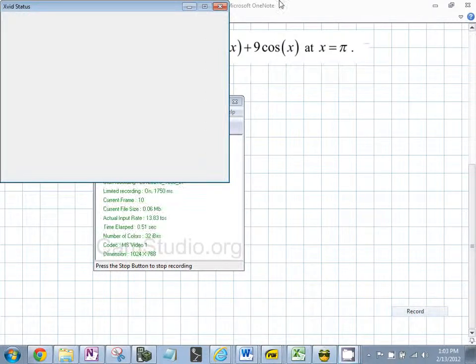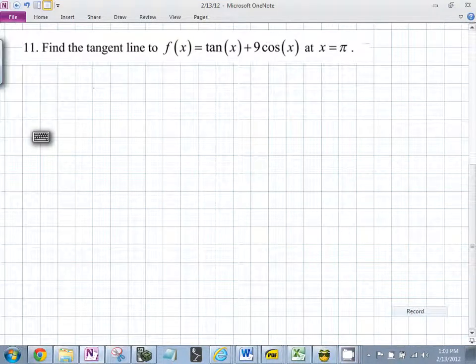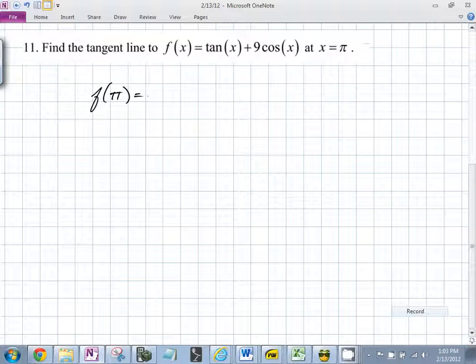There we go. So the first thing is find y. Yeah, exactly. So f of pi is going to be tangent of pi plus 9 cosine of pi. So that's going to be, what's tangent of pi, everybody? 0. Good job. Tangent of pi is 0.